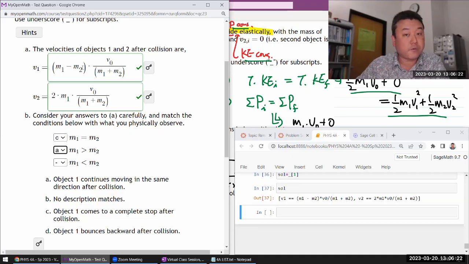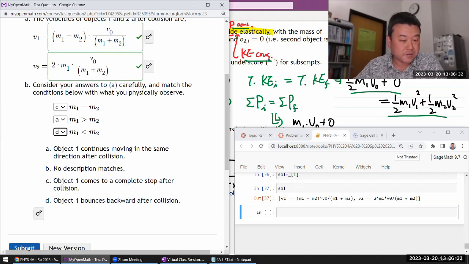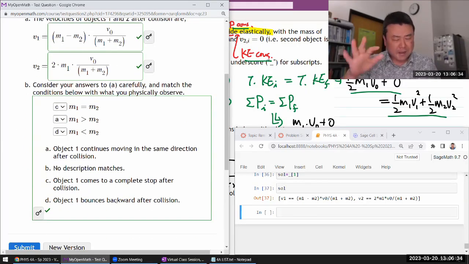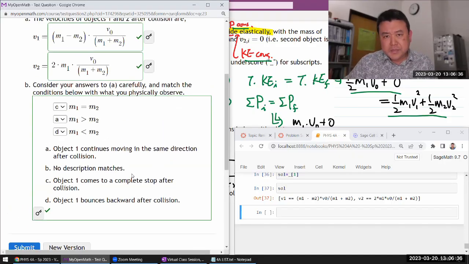So V1 as a vector quantity is negative, which means the ball M1 is now rolling in the negative. So it bounces backward after collision. That's D.